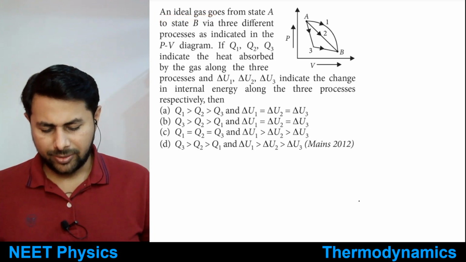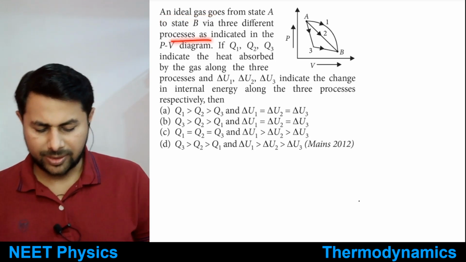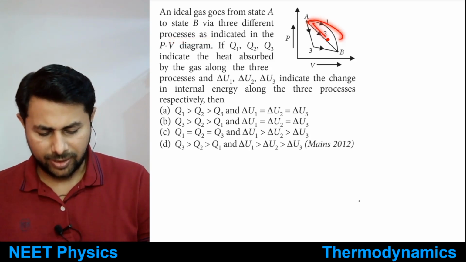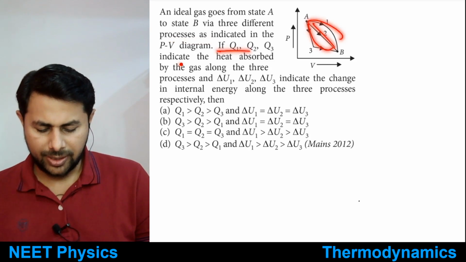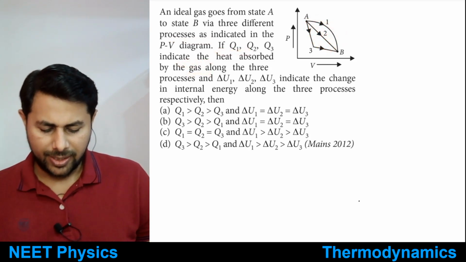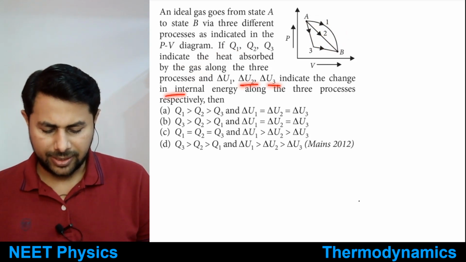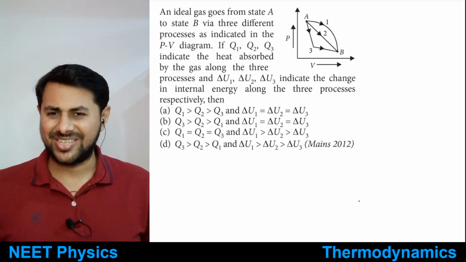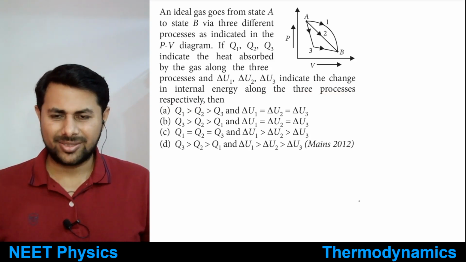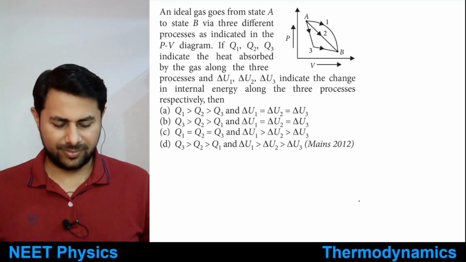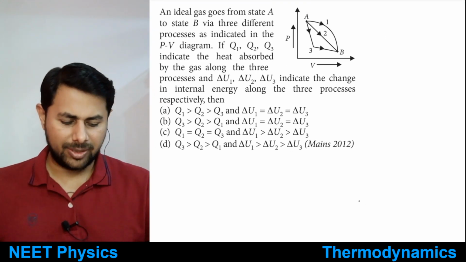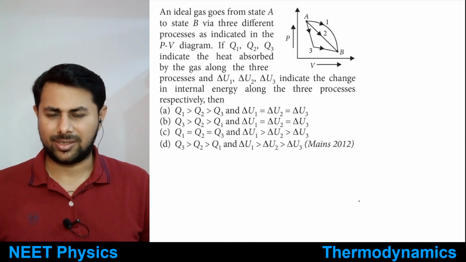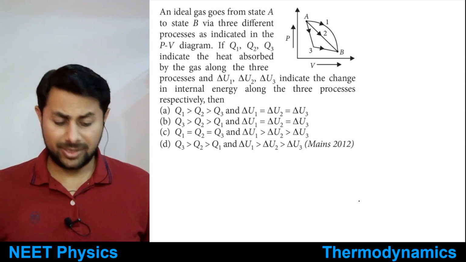An ideal gas goes from state A to state B via three different processes as indicated in the PV diagram: 1, 2, 3. If Q1, Q2, Q3 indicate the heat absorbed by the gas along the three processes, and delta U1, delta U2, delta U3 indicate the change in internal energy along the three processes respectively, then first of all, what would be the change in internal energy along the three processes? Would it be the same or different? There can be a question just like this.